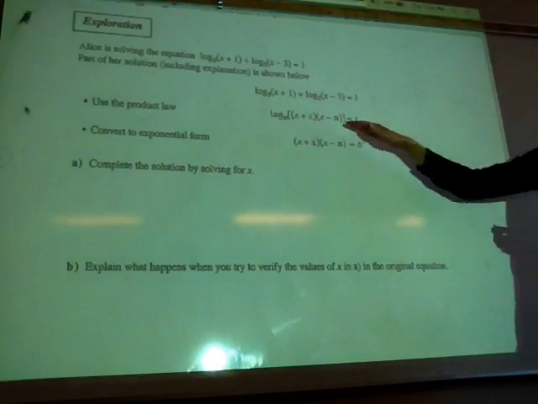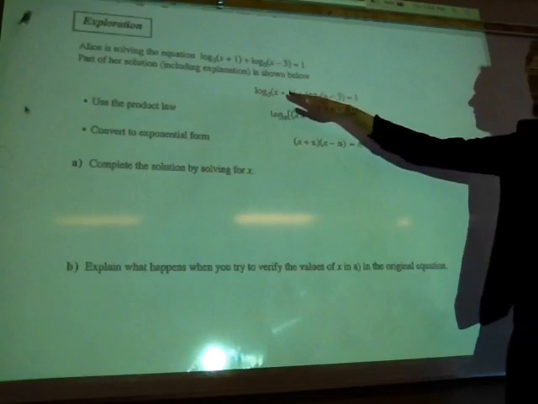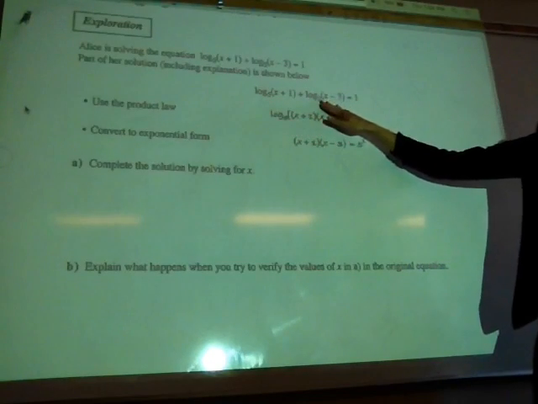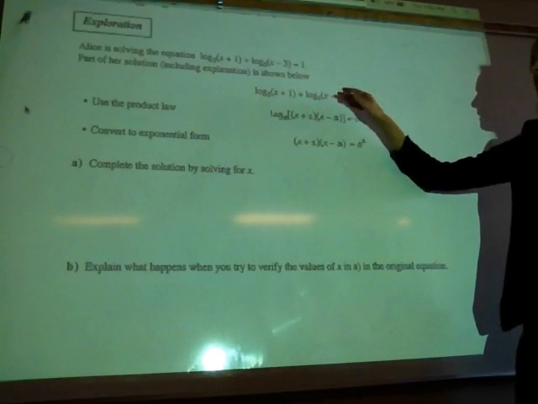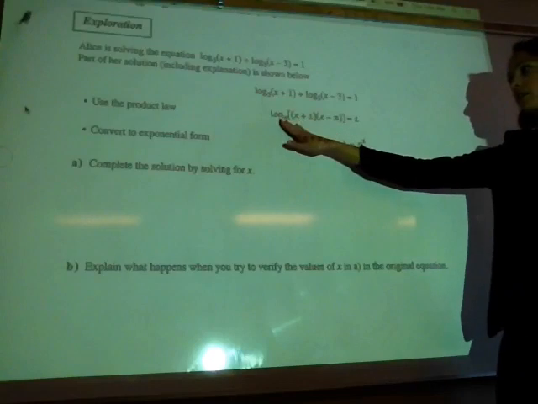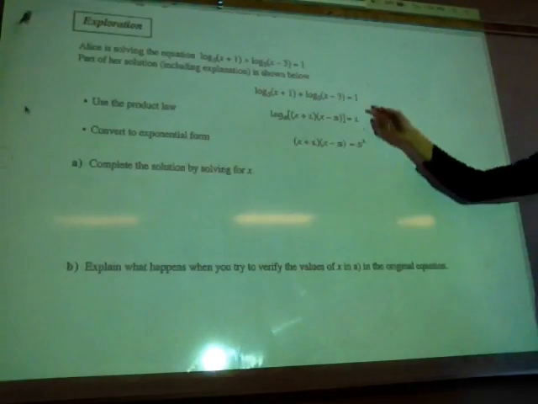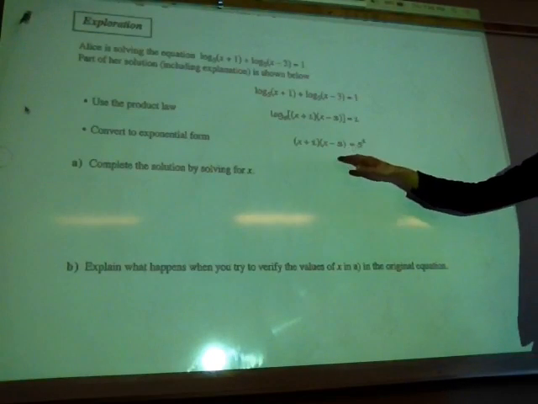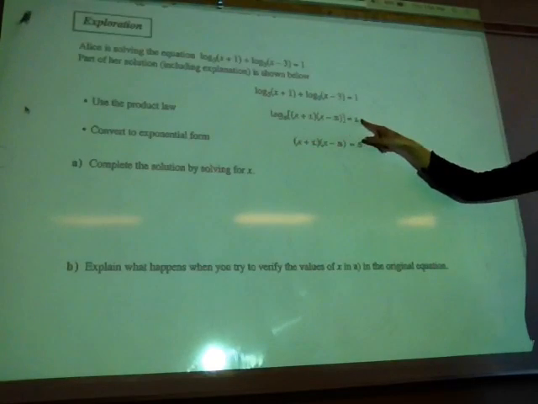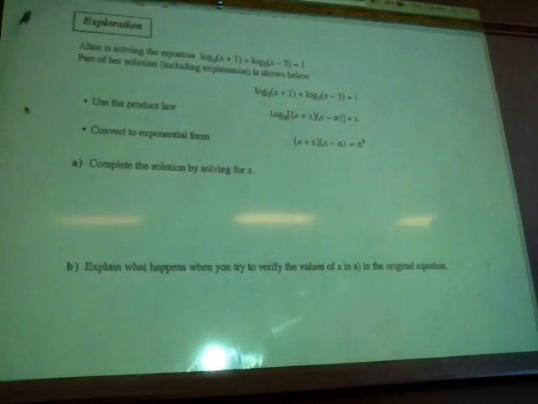First, what she did was she decided to take the product law. So this is our initial equation. From there, she noticed we had two logarithms with the same base, and they're adding. So if they're adding with the same logarithm base, we can multiply the two arguments. So now we have log base 5 with x plus 1 times x minus 3 as our argument, and 1 is still 1. Okay, then from there, she converted to exponential form. So she went 5 to the power of 1. Okay, 5 to the power of 1 equals the argument. And after that, we just have a quadratic equation that we need to solve.